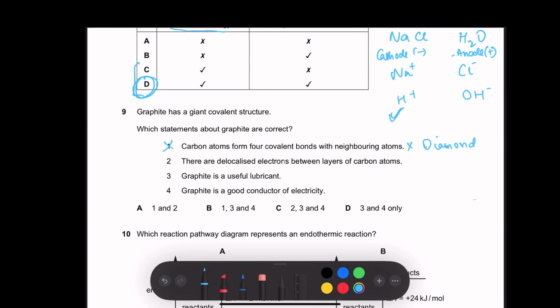There are delocalized electrons between layers of carbon atoms. Yes, there are delocalized electrons because graphite conducts electricity, and if it conducts electricity, it means that there are delocalized electrons. Graphite is a useful lubricant. Yes, it is. Graphite is a good conductor of electricity. Yes, it is. So 2, 3, and 4, it's C.